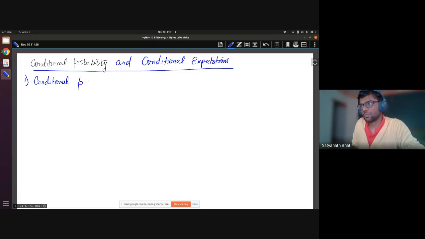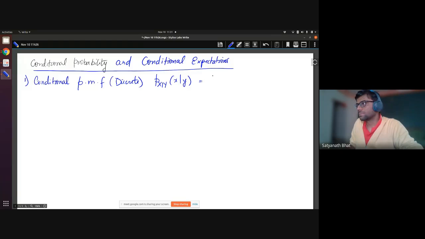So for discrete random variables, we saw what is the meaning of p of x given y. So we saw this as basically p_XY of x comma y divided by p_Y of y. Okay, so this is the first thing we saw.